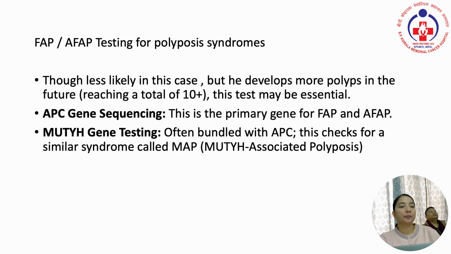And for familial adenomatous polyposis testing, though less likely in this case, what if in future he develops more than 10 colonic polyps during surveillance? Then this test may be essential. For this, DNA testing with APC gene sequencing can be done, the primary gene for FAP and attenuated FAP. And another is MAP, MUTYH-associated polyposis. We can also do this if there is presence of more than 10 polyps in the future.